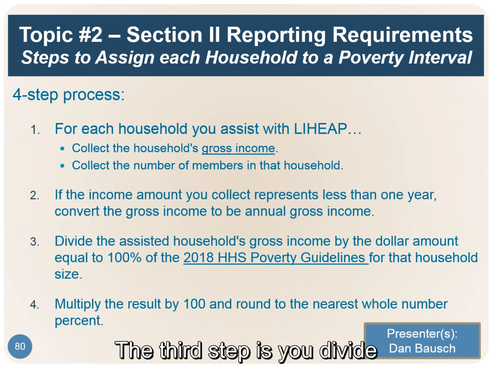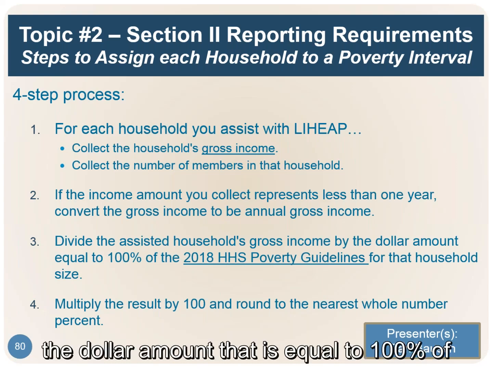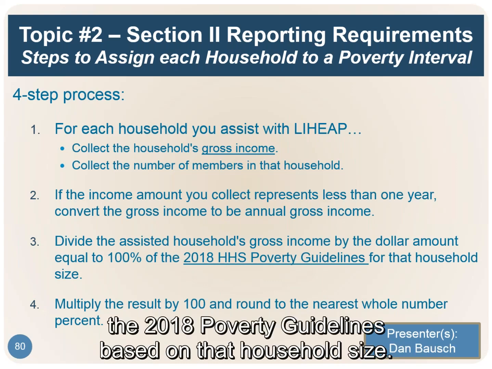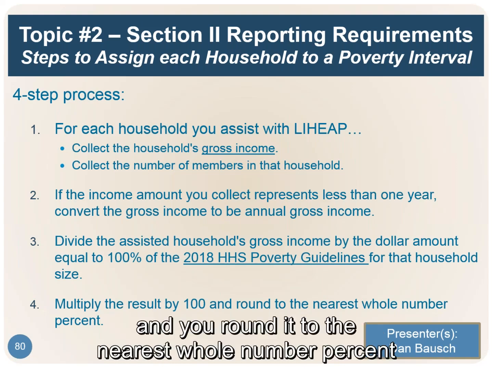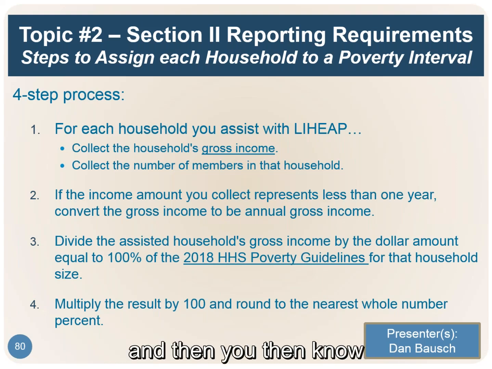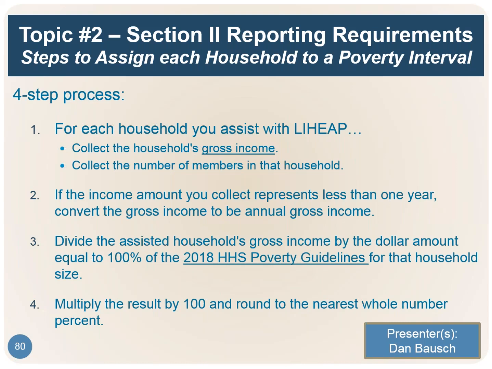The third step is you divide a household's annual gross income by the dollar amount that is equal to 100% of the 2018 poverty guidelines based on that household size. Then you multiply that by 100 and you round it to the nearest whole number percent, and you then know that household's poverty level using the 2018 guidelines. Next slide.